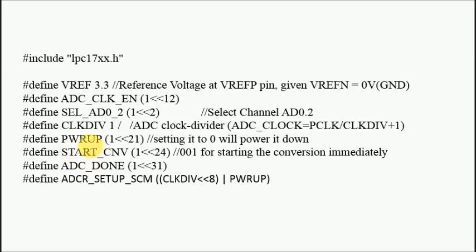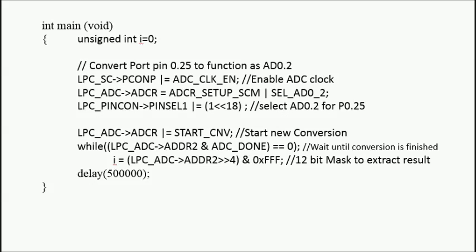Then we have to start the conversion here, that is 001 for starting the conversion immediately. Then ADC done. If ADC is done here, then ADCR setup, that is we have to set up the clock here, that is clock divide, and power up. So basically we have done the initialization of the ADC register. Now see the main program. In the main program, we have to declare unsigned integer I to store the result of ADC.